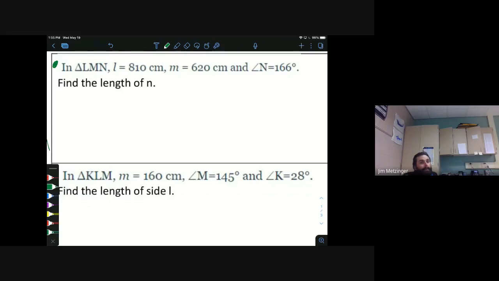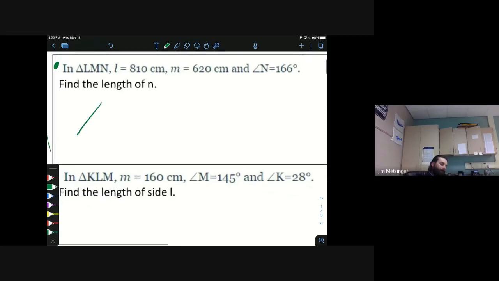So LMN, go ahead and draw your triangle. Put the letters LMN somewhere, it doesn't matter. Lowercase letters are sides. So I've got 810, 620, and then N is 166 degrees. Find the length of side N.